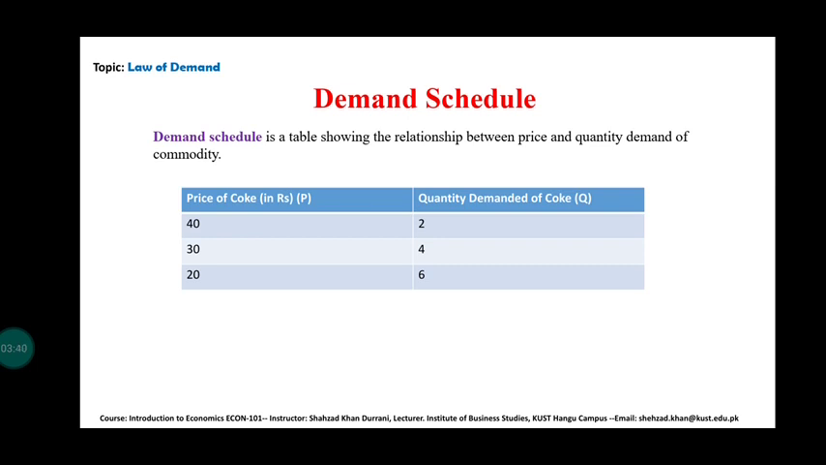So the price of Coke is 40, and the quantity demanded is 2. It means that if the price is 40, the person is able to buy 2 Cokes. So when the price is reduced from 40 to 30, then the person is able to buy 4, and the list goes on. So it means that there is an inverse relationship between price and demand.